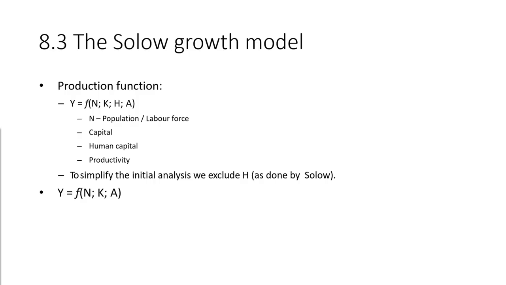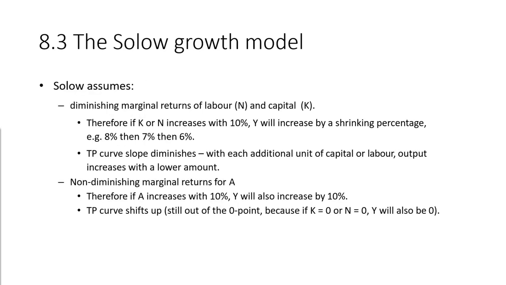For now, in order to simplify our analysis, we are going to remove human capital from this equation, and we can add it later on. So for purposes of this simplified version of the Solow model, income is a function of labor, capital, and technology.